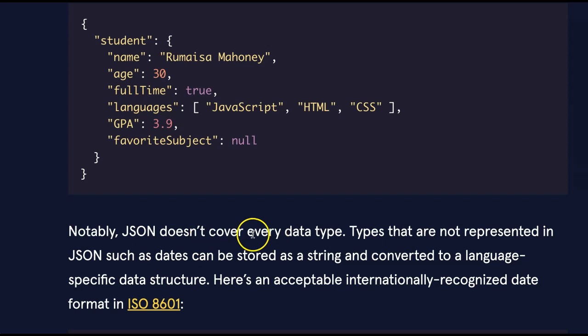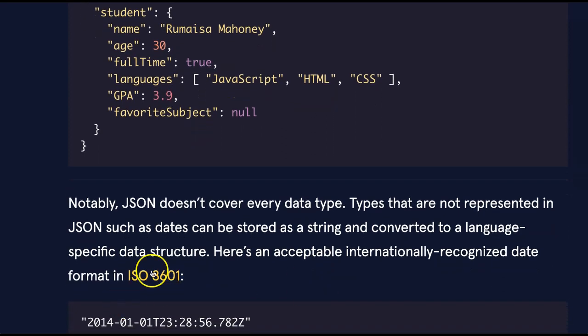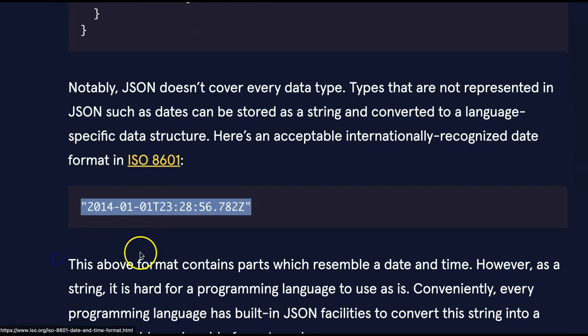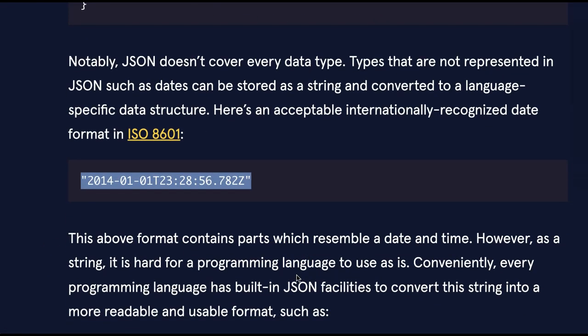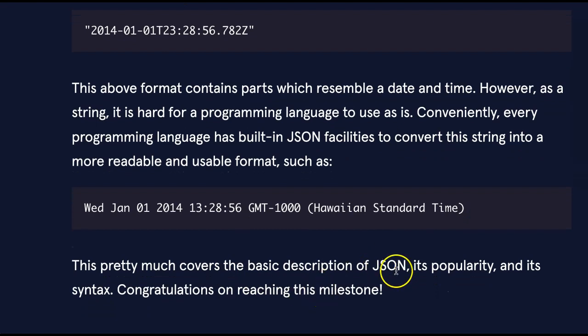Notably, JSON doesn't cover every data type. Types that are not represented in JSON, such as dates, can be stored as a string and converted to a language-specific data structure. Here's an acceptable, internationally recognized date format in ISO 8601. This above format contains parts which resemble a date and time. However, as a string, it is hard for a programming language to use as is. Conveniently, every programming language has built-in JSON facilities to convert this string into a more readable and usable format, such as this here. This pretty much covers the basic description of JSON, its popularity, and its syntax.